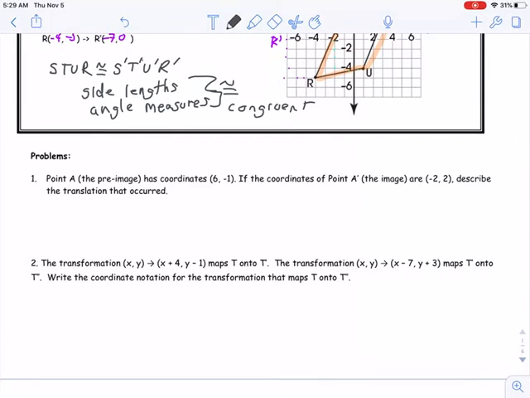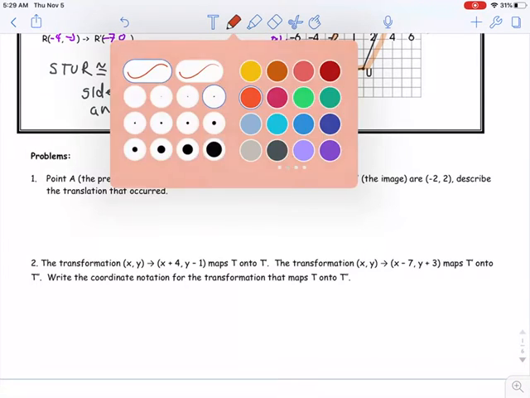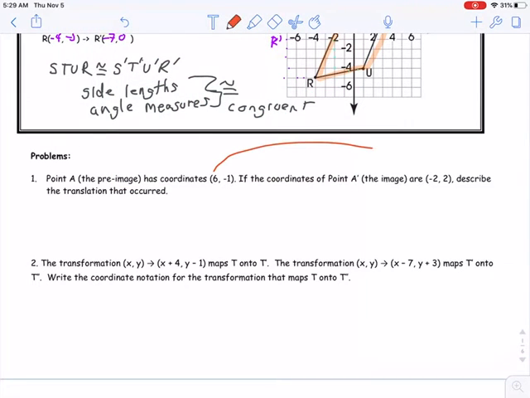Point A, the pre-image, has coordinates (6, -1). If the coordinates of A prime, the image, are (-2, 2), describe the translation that occurred. Basically you've got to think, what do I have to do to get from 6 to -2? Remember, the punchline is addition, subtraction. It's minus 8. What do I have to do to get from -1 to 2? I have to plus 3.